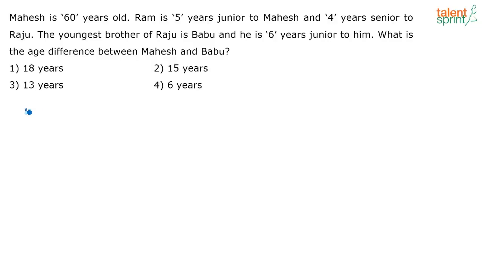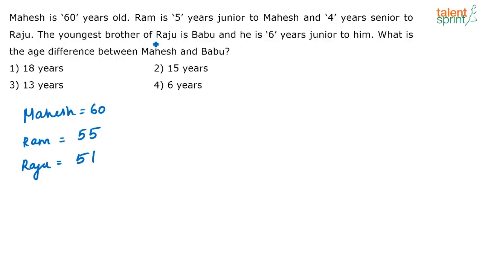See, Mahesh is 60 years old. Now Ram is 5 years junior to Mahesh. So what is Ram's age? 55. Ram is 5 years junior to Mahesh and 4 years senior to Raju. So what is Raju's age? Raju is nothing but 4 years lesser than Ram. So Raju's age is 51.